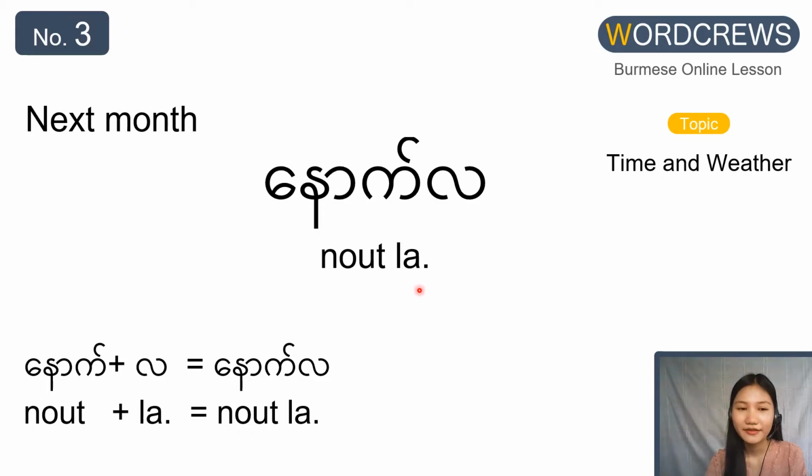And the next vocabulary is next month, nauk la. Let's see how to read it. The first one is already a combination of the alphabet and its symbol, so we pronounce nauk. And the last alphabet is La. Altogether, nauk la. Next month, nauk la.